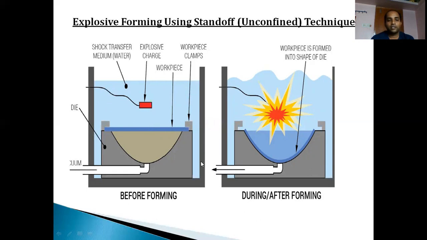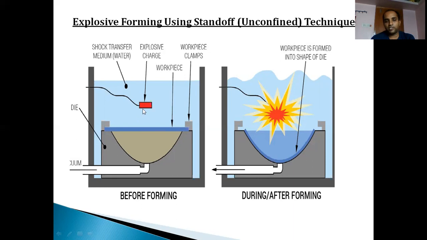So this is the entire setup, and you can see we are placing water inside this entire setup. The reason is simple. Once the explosion is done, a huge amount of pressure energy is created inside the water, a pulse of energy at a speed of around 120 meters per second. It is so high that, as you can see in the side figure, the workpiece gets deformed to the desired die shape, and this energy is transferred through the water itself.